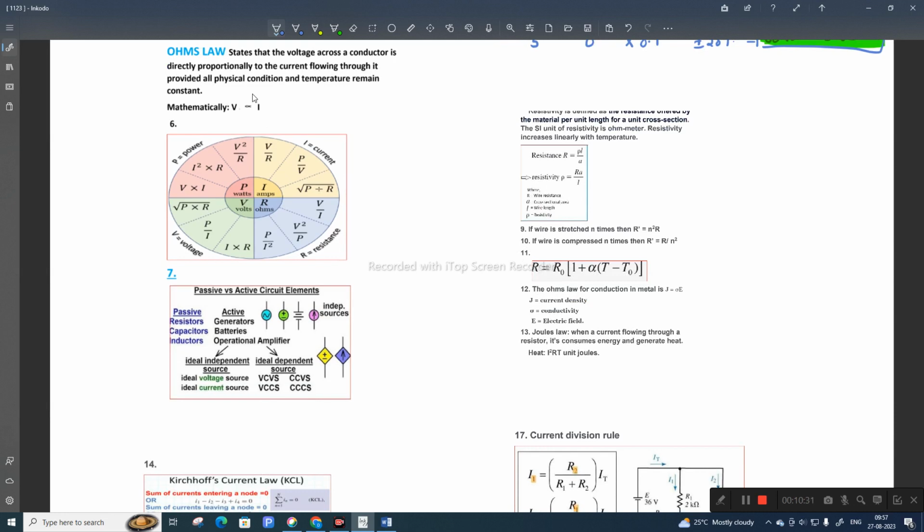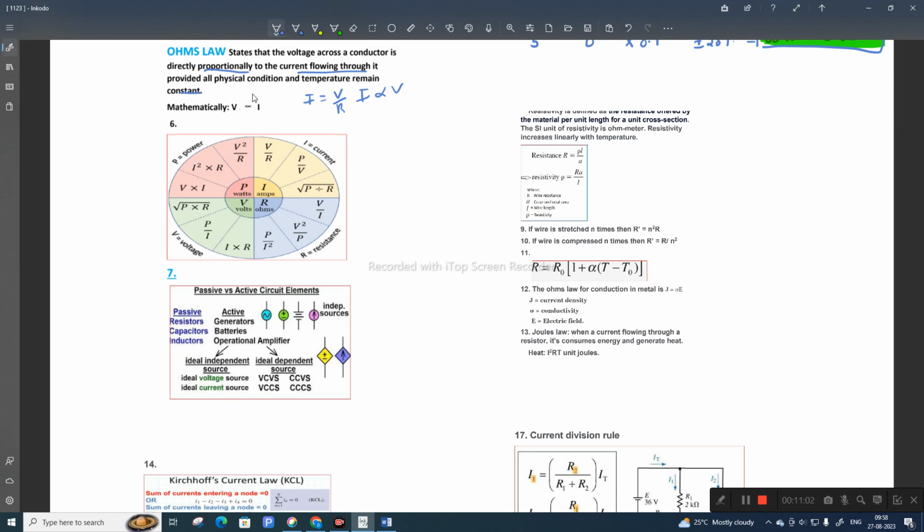Ohm's law states that voltage across a conductor is directly proportional to the current flowing through it, provided physical conditions and temperature remain constant. Mathematically, V is equal to I R. So I is equal to V by R. So I is directly proportional to V. Here all the formulas are summarized clearly, so you can have easy access to this.